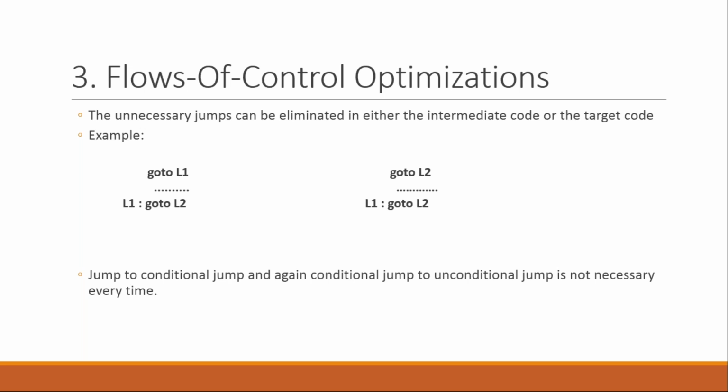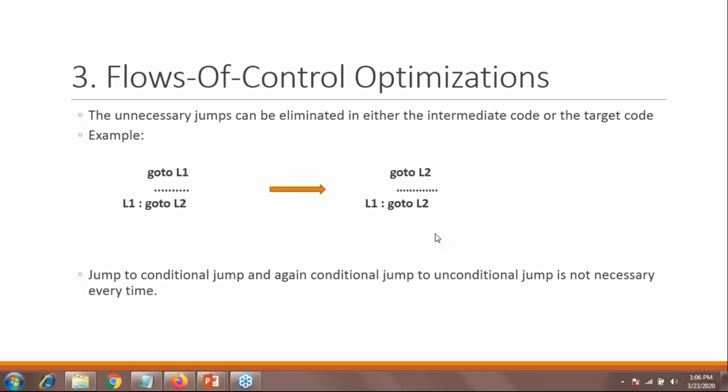Because an unnecessary jump will eliminate either the intermediate code or the target code. So before going with a whole major jump and then another jump, we can directly reach the targeted code. That type of flow is unnecessary in my compiler, and that type of code can be directly eliminated by our compiler. A jump to a conditional jump and again a conditional jump to an unconditional jump is not necessary every time. That type of code may be eliminated by our compiler.